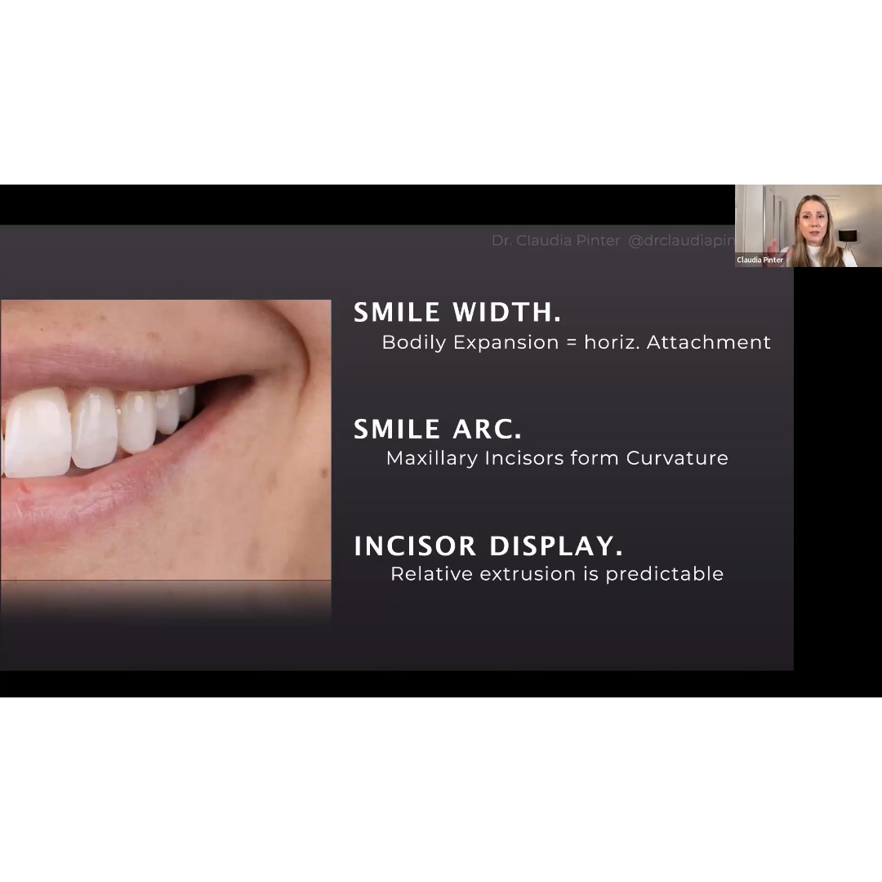Incisor display, we want to have 100% of incisor display, because this gives a very youthful appearance, and we want to set our patients up for good aging. As the lip has less tension with age, we want to make sure we position the teeth where they're fully visible and not hide the teeth underneath the lips. Remember that relative extrusion is predictable, whereas pure extrusion will not work with aligners. This is when you need buttons and elastics to support the movement.